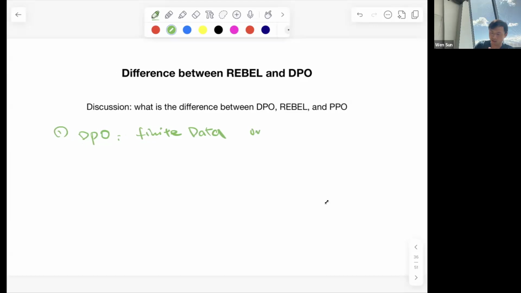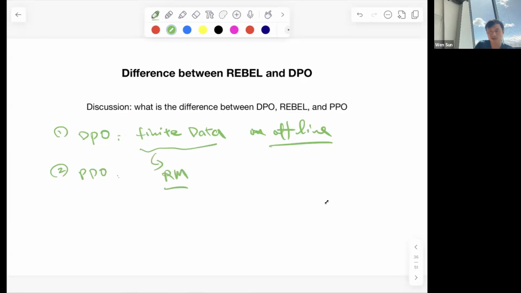And DPO is offline. It just uses the offline data and doesn't try to leverage any of the synthetic online fresh data. PPO uses the same finite data to train a reward model, and then it just trusts the reward model and does a bunch of online RL optimization. PPO generates synthetic data and can also optimize the policy on unseen prompts, prompts where you don't have human labels, for instance.